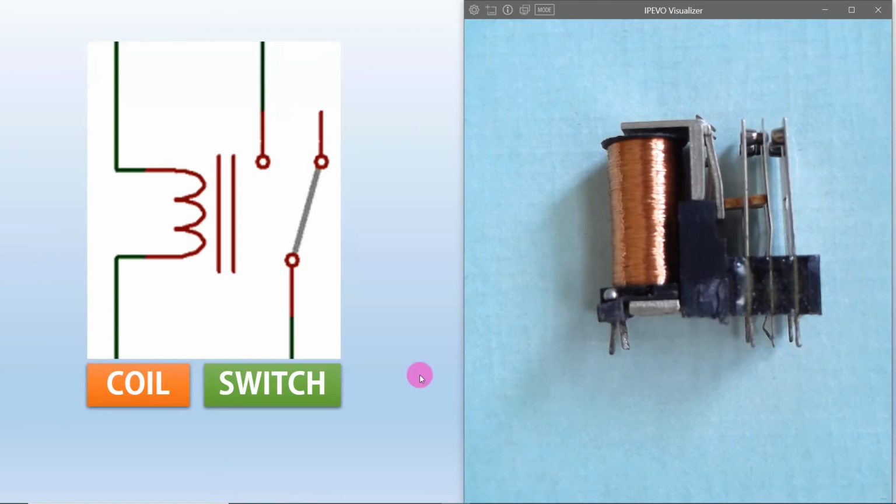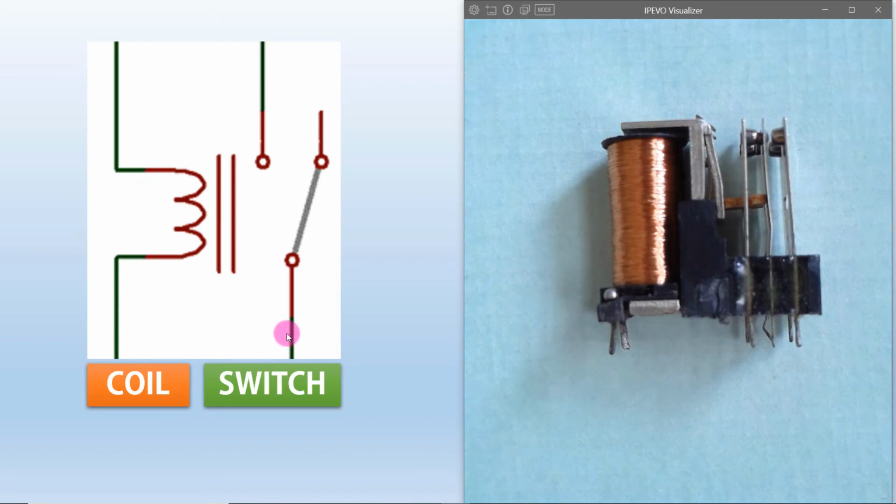This is the circuit symbol of a switch. It is shown by a coil and the core, and the coil and core will control the mechanical part of the switch. So this is the electrical part, this is the mechanical part.